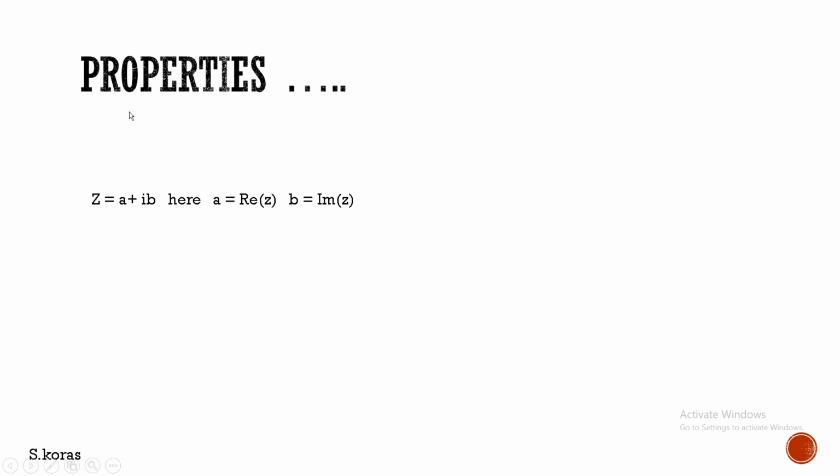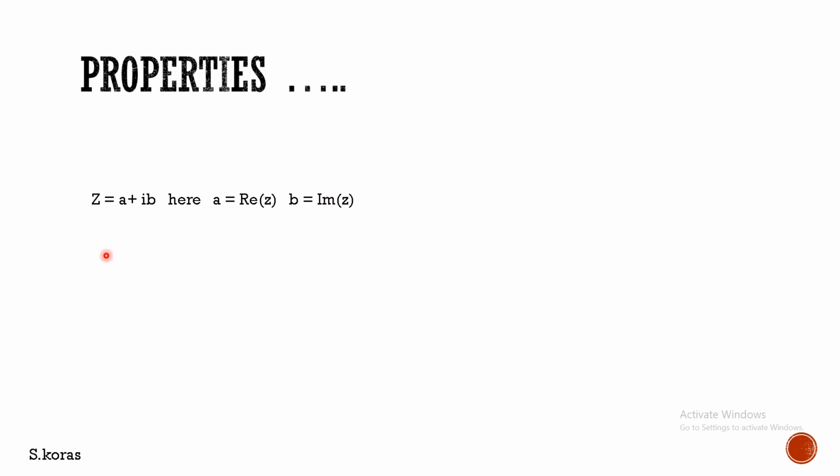Now let us go to the next property, that is (z + z bar)/2 is equal to the real part of z. How to prove this? Let us consider a complex number z is equal to a plus ib. Here a is your real part and b is your imaginary part.